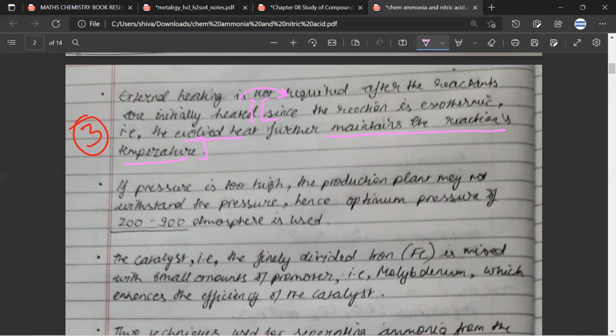You do not want that. So hence the optimum temperature and a pressure of 200 to 900 atmospheres are used. This is the optimum temperature and optimum pressure. The catalyst, that is finely divided iron, is mixed with small amounts of a promoter, that is molybdenum, which enhances the efficiency of the catalyst. So this is a major function of a promoter.